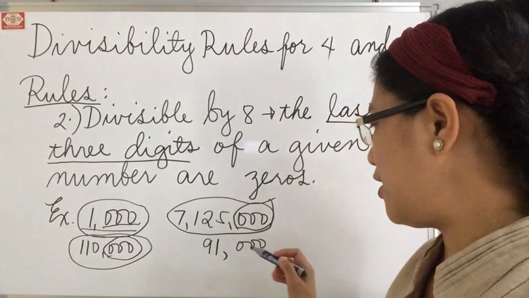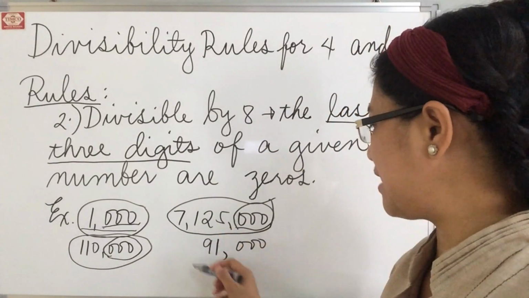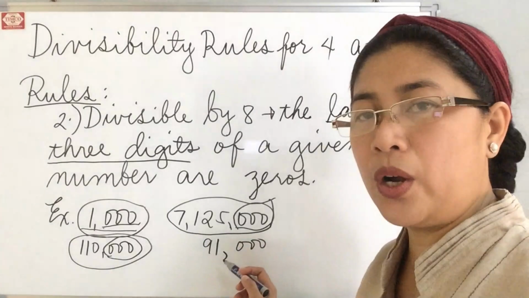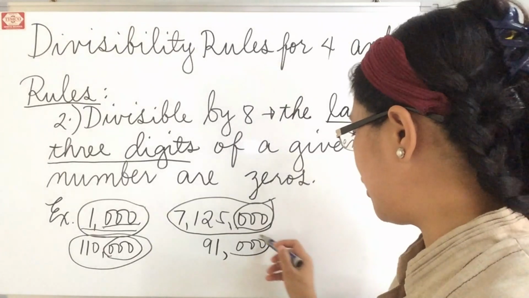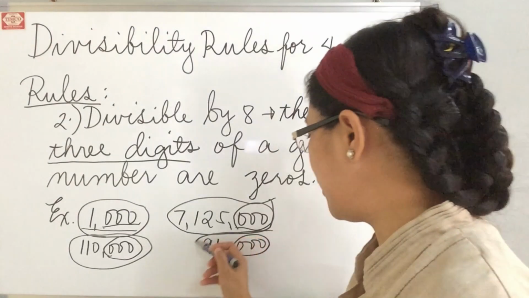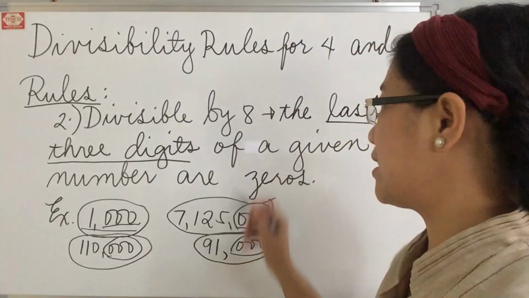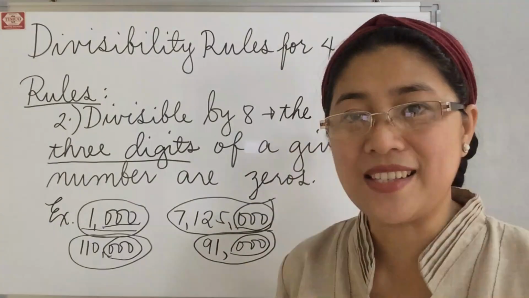Okay? And also, the last example we have here, 91,000. So, the last 3 digits are zeros. So, therefore, 91,000 is divisible by 8.